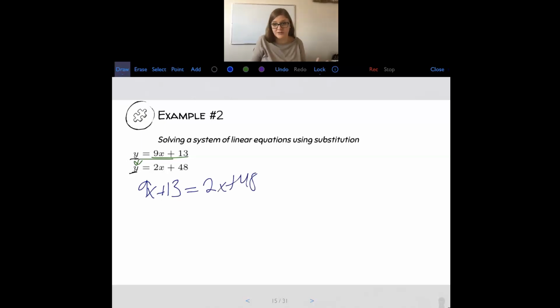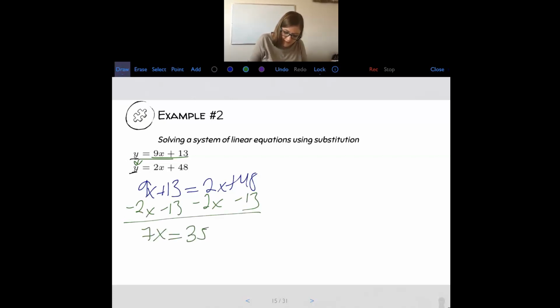And again, we're able to solve for x because that's the only variable in this equation. So I'm going to subtract 2x from both sides, and I'm going to subtract 13 from both sides to get 7x is equal to 35. We'll divide both sides by 7 to get x equals 5.